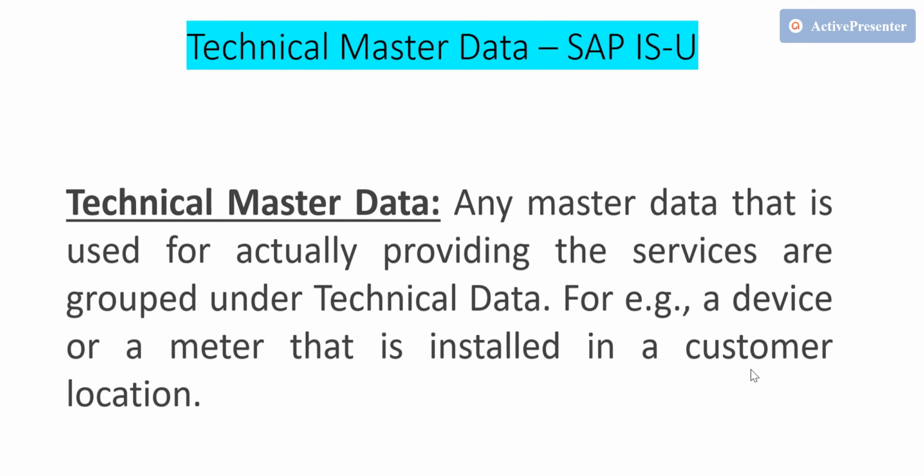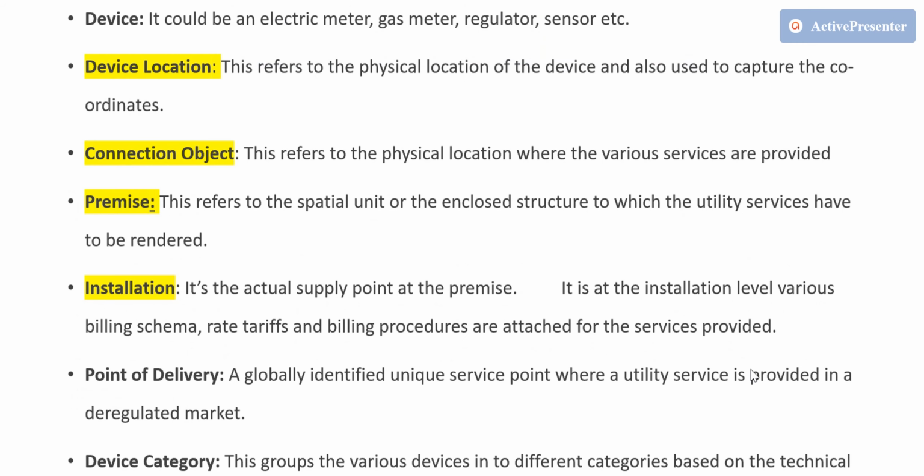So what are the other technical master data? We have seen the device. Now what's a device location? A device location is the place where the meter is installed or fitted. You see the slots where the technician comes and fits the meter, a sort of device location. Device location is also used to capture the coordinates, latitude and longitude. For example, a technician goes to the field to carry out any activity, meter installation or removal, and uses the coordinates to go to that place.